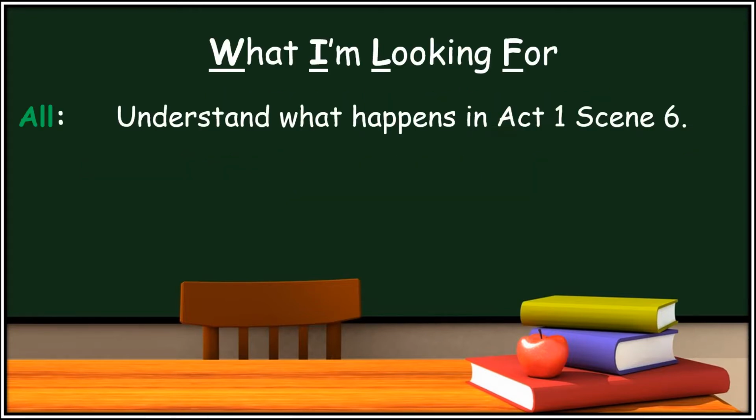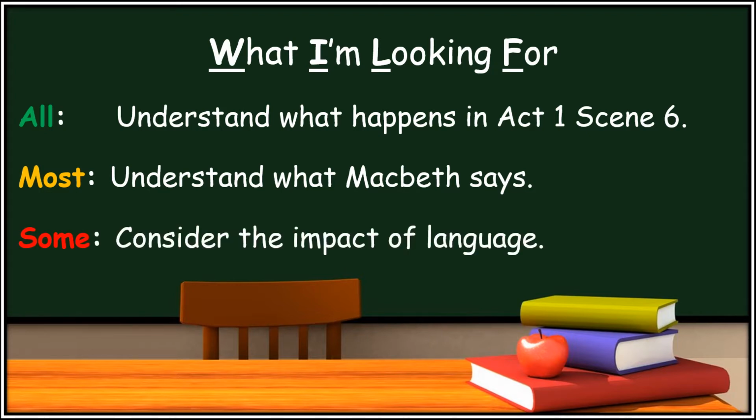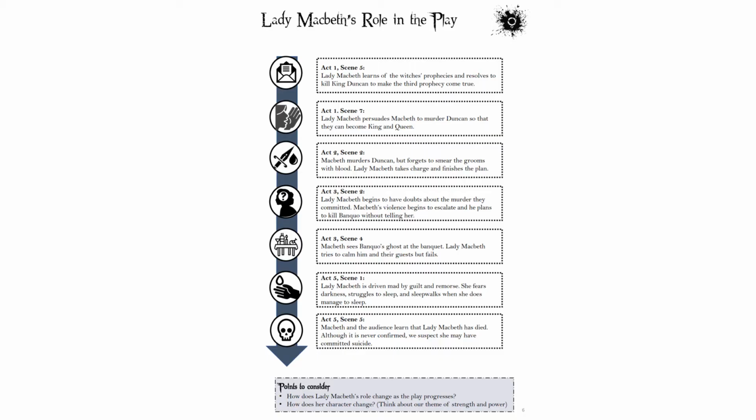What I'm looking for is every single one of you to understand what happens in Act 1, Scene 7. So it's worth us going back a little bit, making sure we understand what happens between Scene 5 and Scene 7. I don't want us to miss anything out that could be potentially important. I want us to understand what Macbeth says, and really understand the thought process that he goes through. And I'd like us to consider the impact of specific language and techniques as we analyse. We've already looked at Act 1, Scene 5, so it's time to look at Act 1, Scene 7.